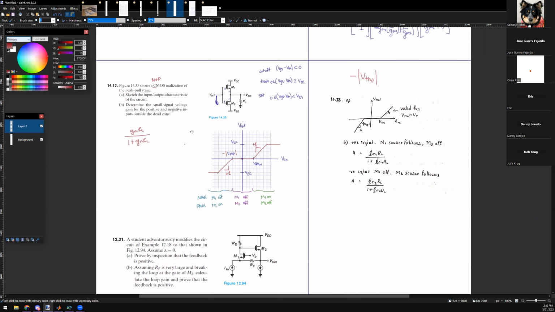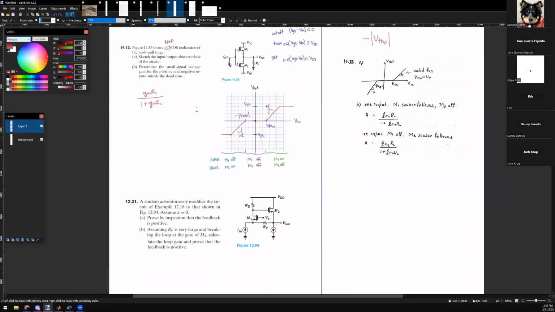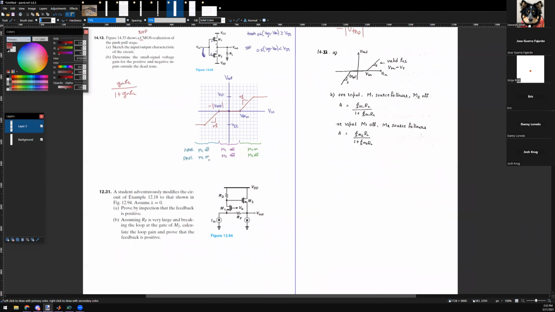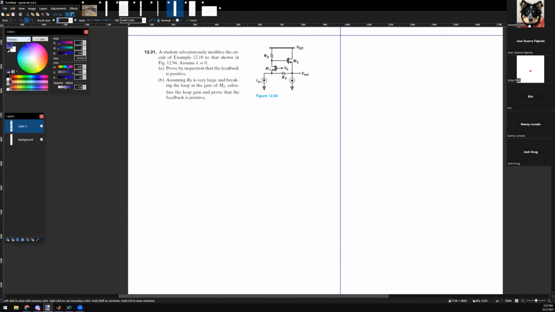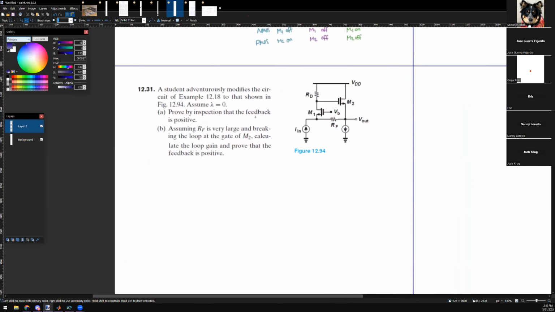Is there any question on 4.13? I'm good. Okay. A student adventurously modifies a circuit in the example, and assume lambda is 0. Fantastic. So lambda is 0. That means R naught goes to infinity. Prove by inspection that the feedback is positive.